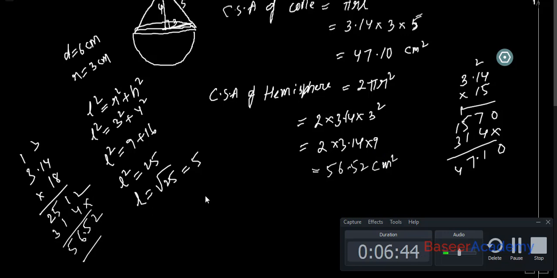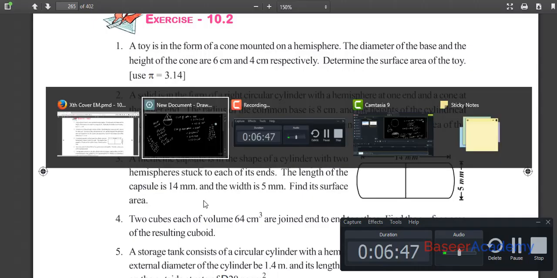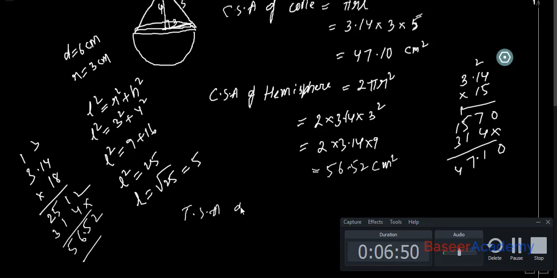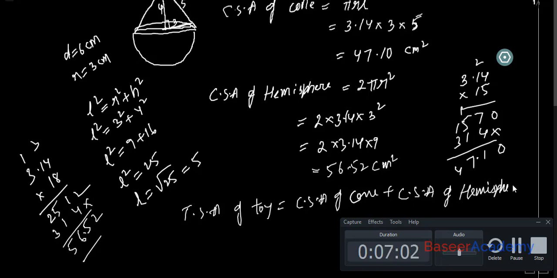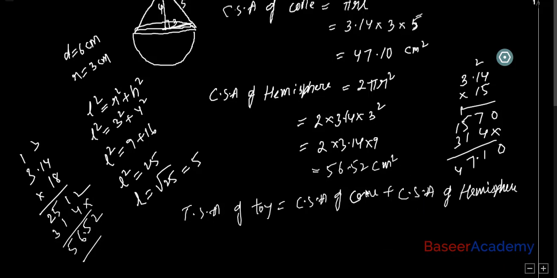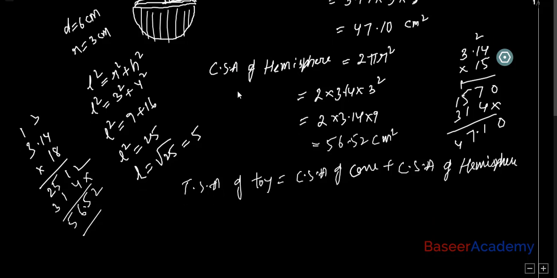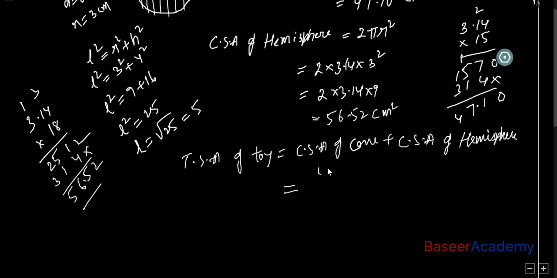Now we have to find out the total surface area of this object. The total surface area of this toy is nothing but CSA of cone plus CSA of hemisphere, right? Because you have two shapes here. One is a cone, this one here, and this is a hemisphere. So we found out the CSA of the cone and the CSA of the hemisphere. CSA of cone, we got as 47.10, plus CSA of hemisphere is 56.52.